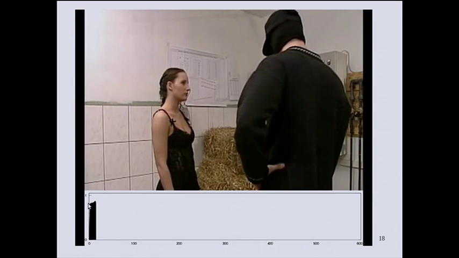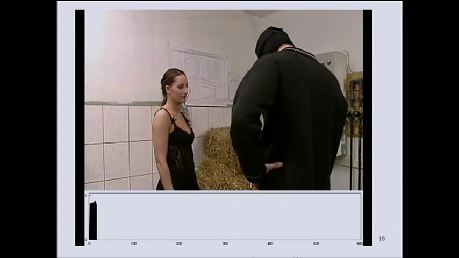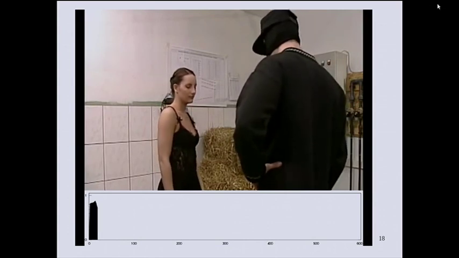Warum hast du eine Maske auf? Dann blase ich rein. Of course. Yeah. So.